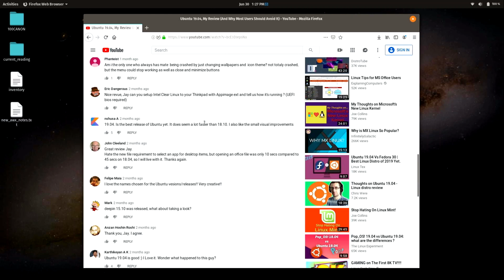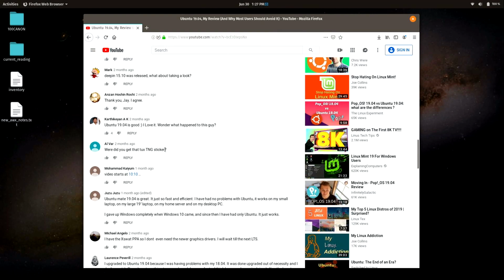Oh, and this person asks where I got that Tux Next Generation sticker. I believe they're referring to my penguin sticker that has the Star Trek uniform. That came from the PenguinCon convention in Southfield. If you attend that convention, at least every year I've been there recently, they give those out. So that's where you can get it. Hope to see you in Southfield. Come hang out. PenguinCon is awesome.